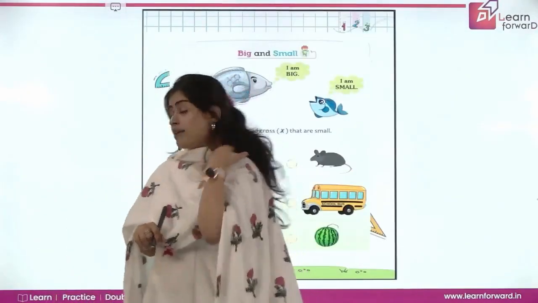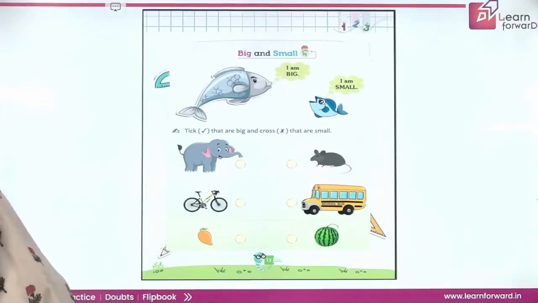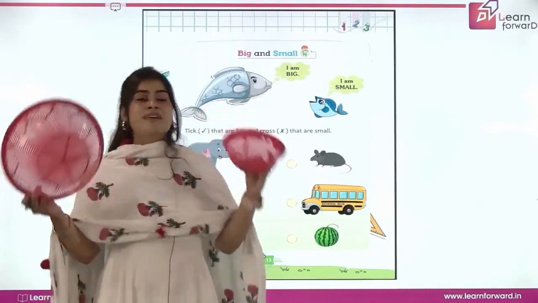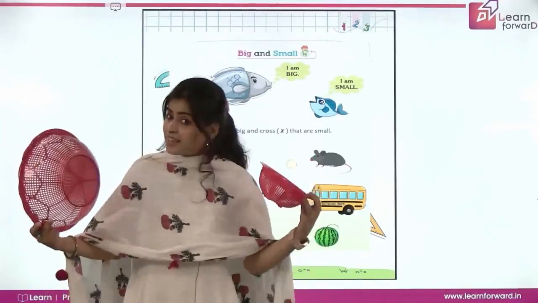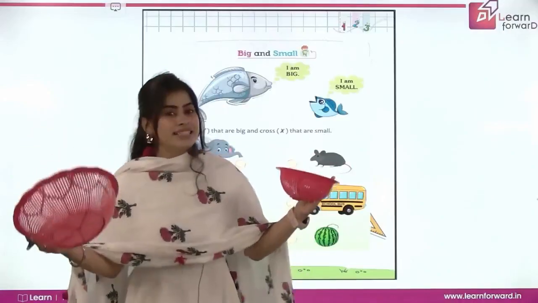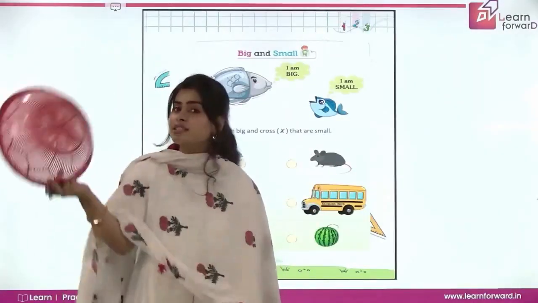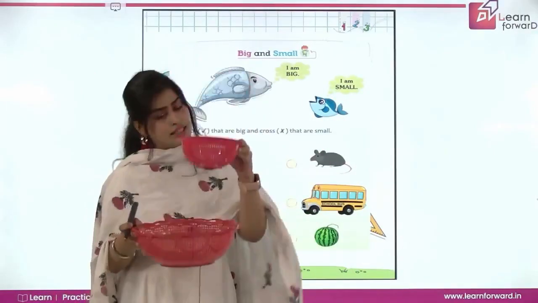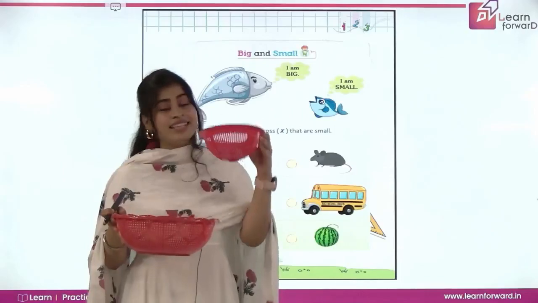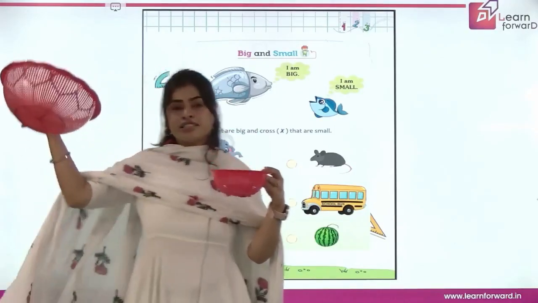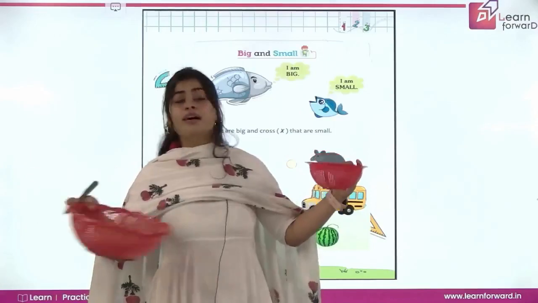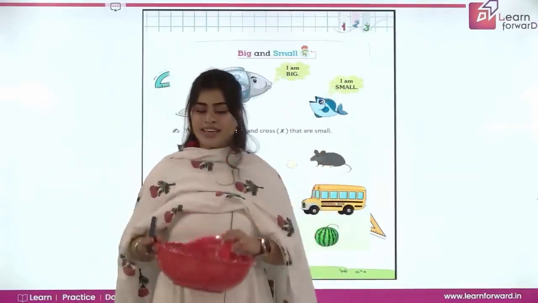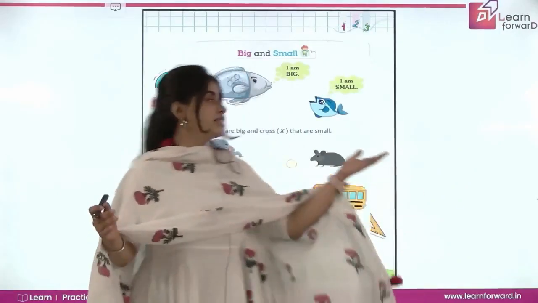Okay, so I will give you one more example. What do I have? Baskets. I have baskets which are red in color. This basket is big. But this basket is small, right? This is big. This is small. Big, small. Okay.